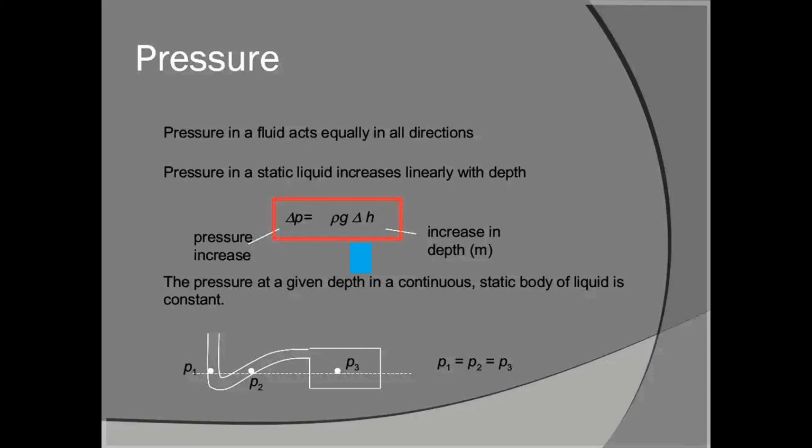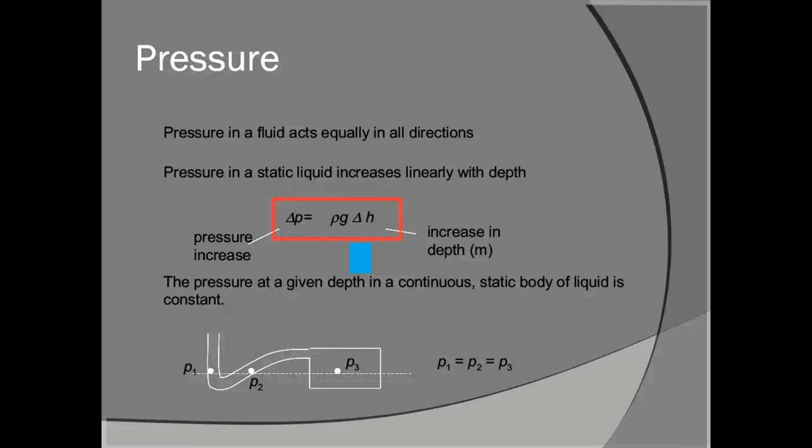Pressure in a static liquid increases linearly with depth. So the equation goes: pressure increase delta P is equal to rho g times the change in depth. And remember that rho g is actually the gamma or the unit weight. So this unit weight will be multiplied by the change in height or increase in depth in meters.